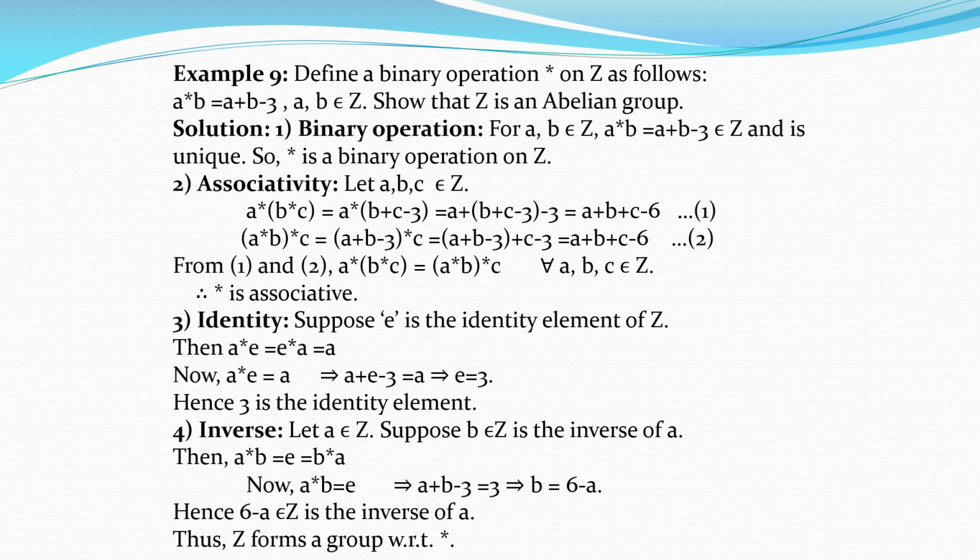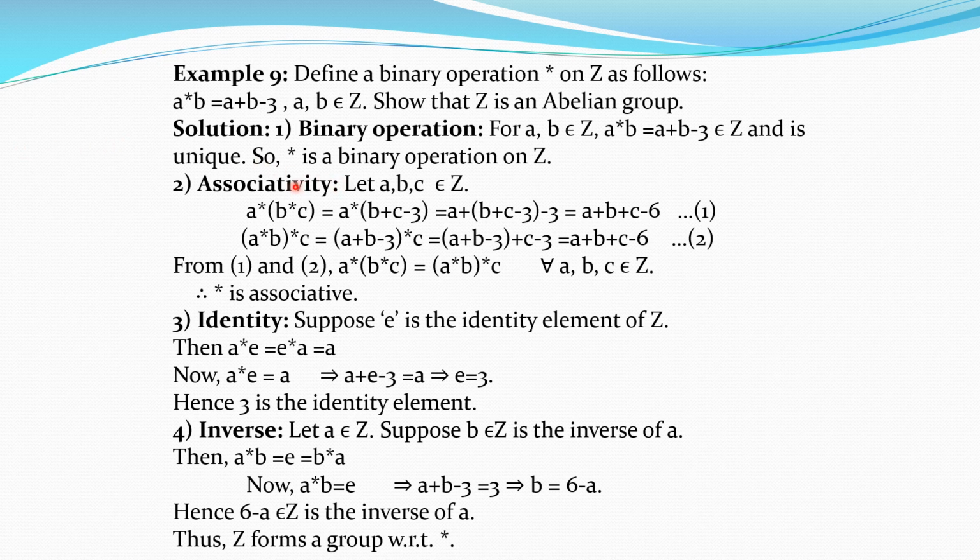Now see the definition of star. For A, B belonging to Z, A star B is A plus B minus 3. It means while finding A star B, we are adding the first element A and the second element B, minus 3. For example, 2 star 5 will be 2 plus 5 minus 3. In this way, you can find A star B.